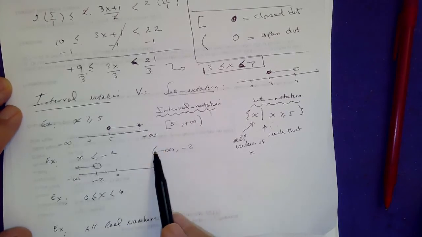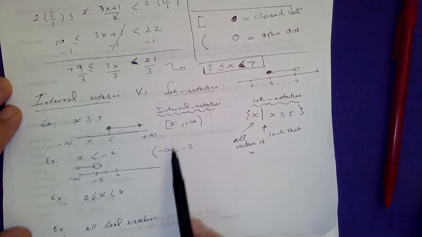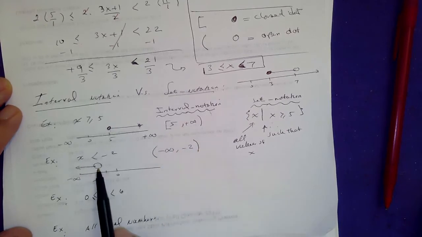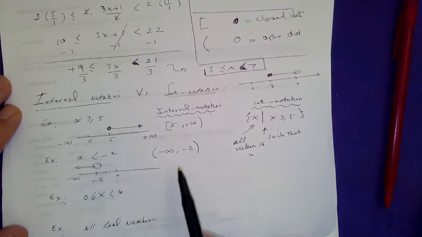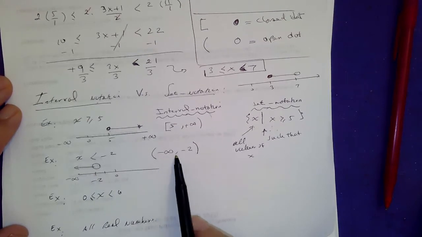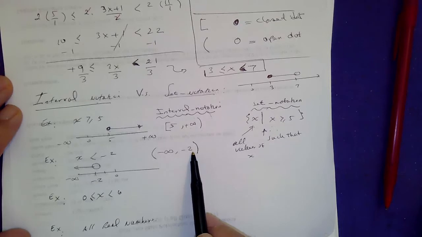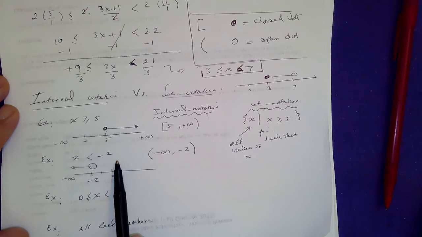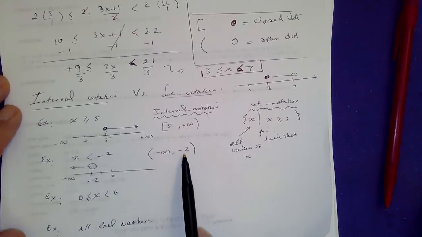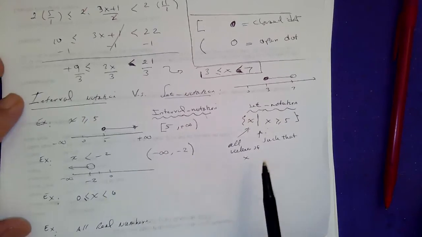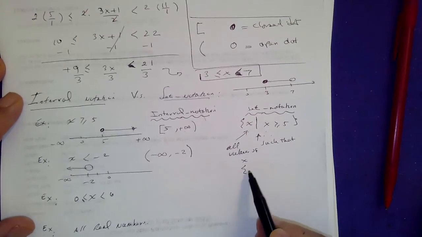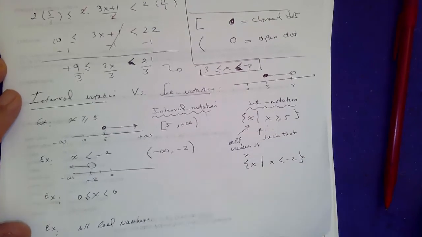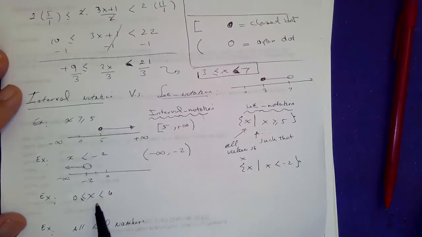Parentheses, because infinity, whether it's plus or minus, never gets brackets. And this one is parentheses because it's an open dot. So parentheses, negative infinity, comma, -2 has exactly the same meaning as x is less than -2: all real numbers less than -2, but not including. In set notation, you go all values of x such that x is less than -2. There you go.